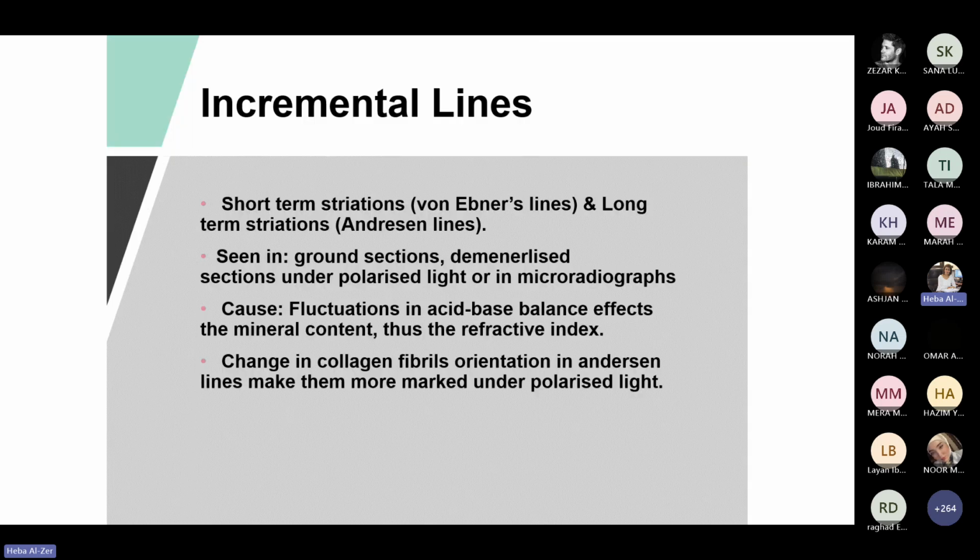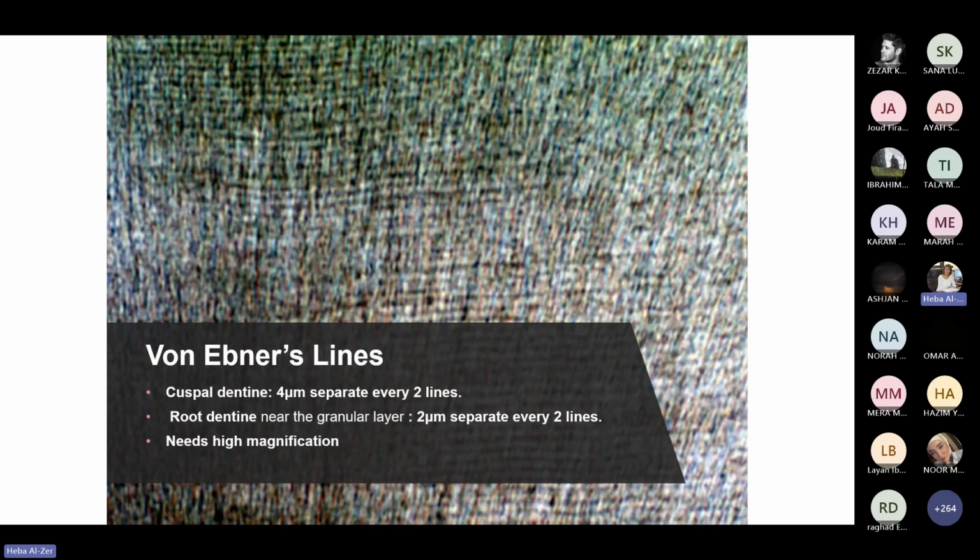The incremental lines, like the enamel, there are short-term striations called von Ebner lines, and long-term striations called Andresen lines. They are seen in ground sections. And as in enamel, they show the fluctuation in secretion of dentine, change in composition, mineralization, or collagen orientation. I think you remember something like that. We see something similar in the enamel. The von Ebner lines, which are the short-term, almost daily deposition of dentine, are seen only under high magnification, just like the cross striations.